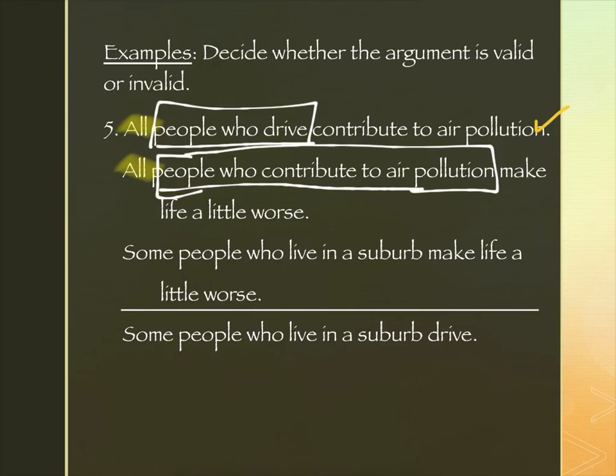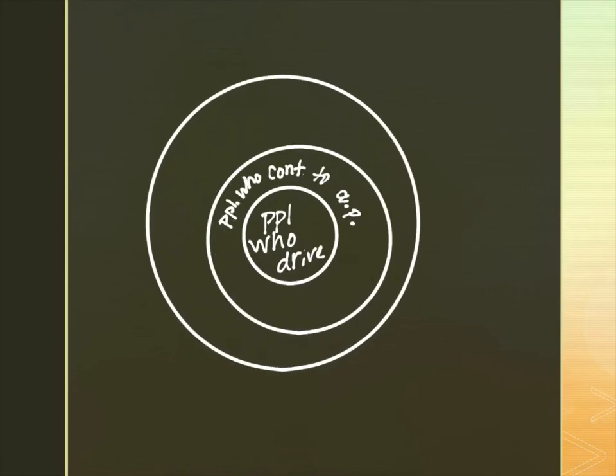Yes, Trey? Do we need another circle? We do need another circle. Where do you think the other circle is going to be in this diagram? Yeah, around the people who contribute to air pollution, right? Because I need an embedded circle that contains the people who contribute to air pollution. In other words, the people who contribute to air pollution is the inner circle for this new outer circle I created. What is this new outer circle representing? People who make life worse.